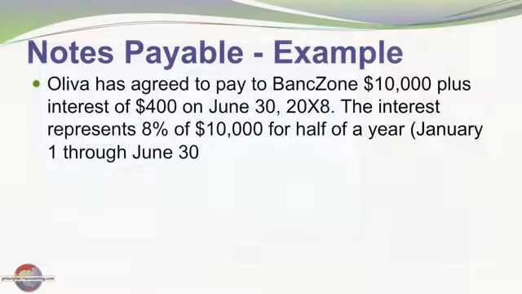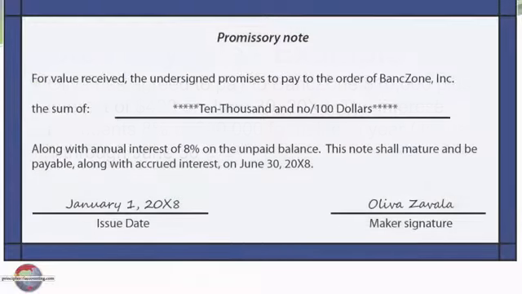So in this case, we have a maker of the note who has agreed to pay Bank Zone $10,000 plus interest of $400 on June 30th of 20X8. This interest represents 8% of the $10,000 note for half a year. I'm assuming the note was created on January 1 and runs through June 30th. Here's a picture of the note.